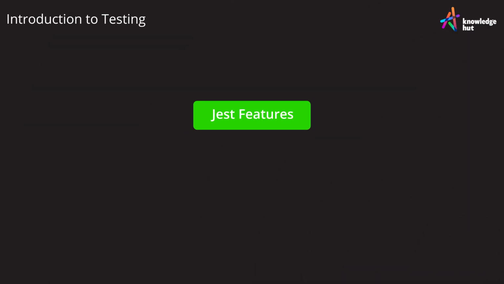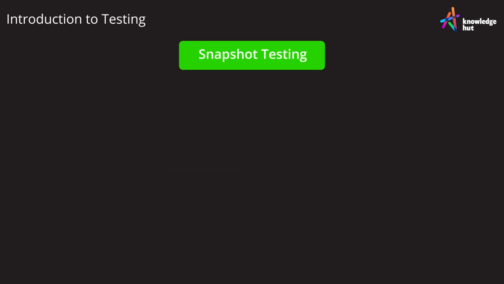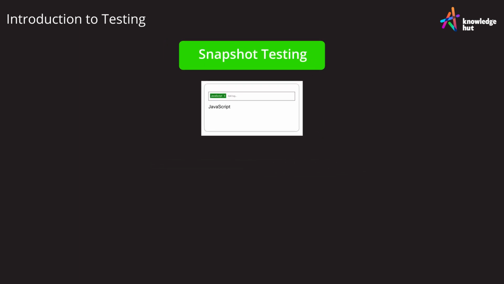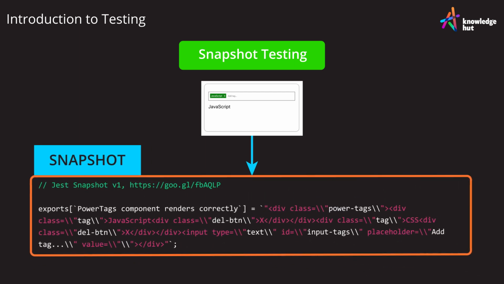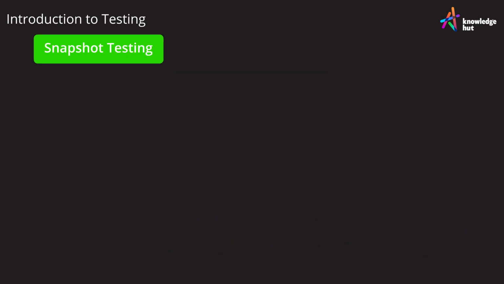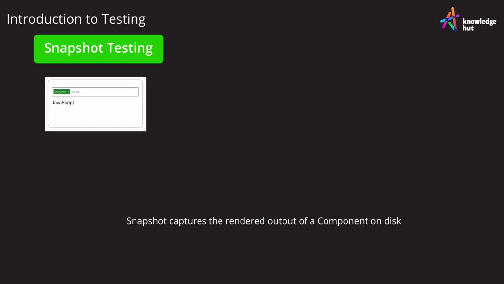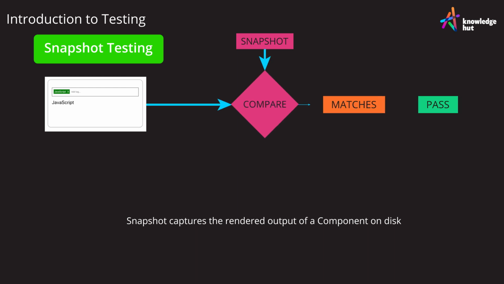Now, in the context of React applications, one of the core features of Jest is snapshot testing. A snapshot, like a photograph, captures the rendered output of your code. This is stored on disk as serialized HTML or even as JSON if needed. When you run the test, Jest can compare the current rendered output with the snapshot on disk to see if they're the same or not. The test passes if they are the same.